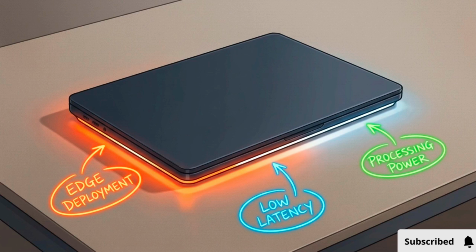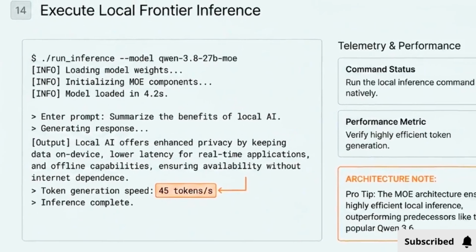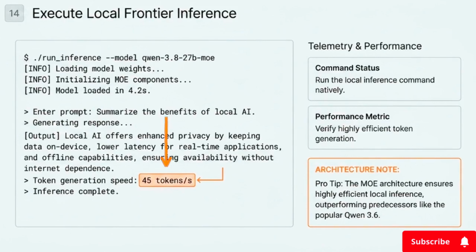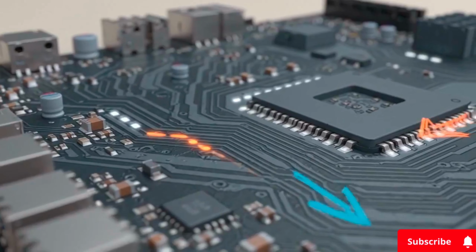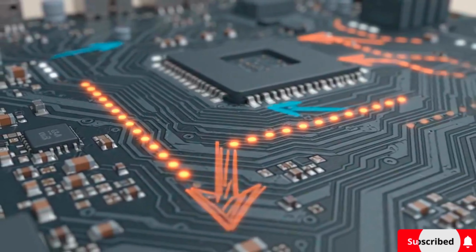This local terminal displays the inference process. We execute the run command, input our prompt, and the model generates a response entirely on device. Look at the telemetry at the bottom. The MOE architecture processes the request at 45 tokens per second natively. Processing this inference locally guarantees absolute data privacy, and it completely removes network latency for your most sensitive code.